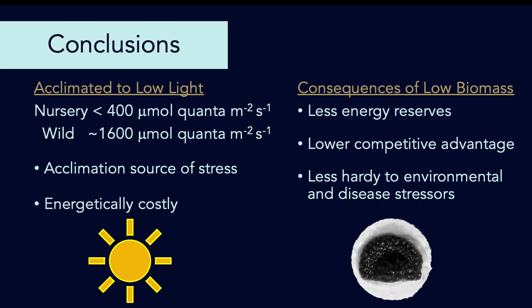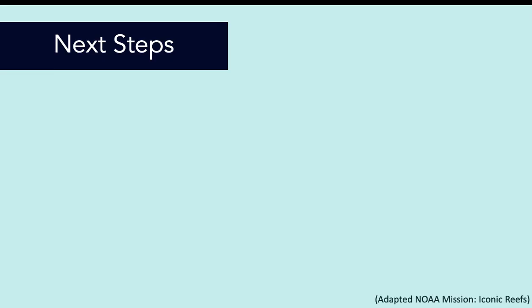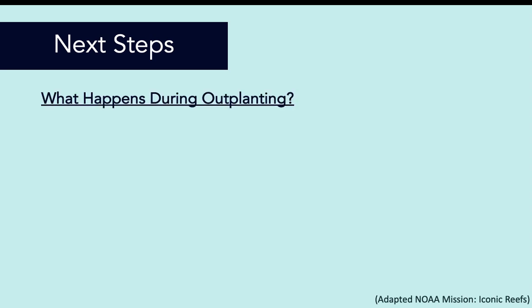And it also means they have less energy available for dealing with environmental stressors such as bleaching events, cold spells, hurricanes, and disease stress. So a lot of you are probably wondering, we talked a lot about the tank. What does this mean when we outplant these corals to the environment? Because that's what's really important.